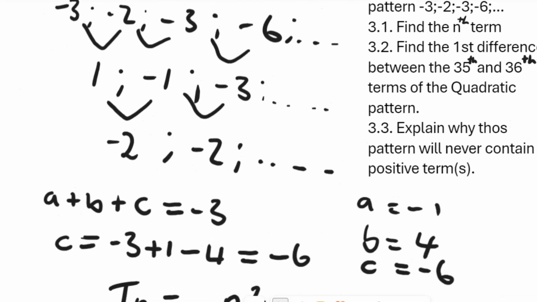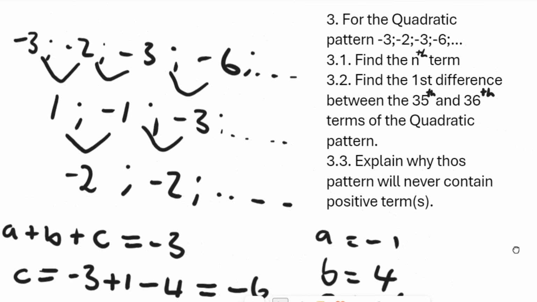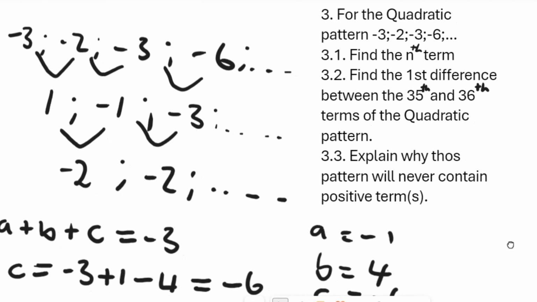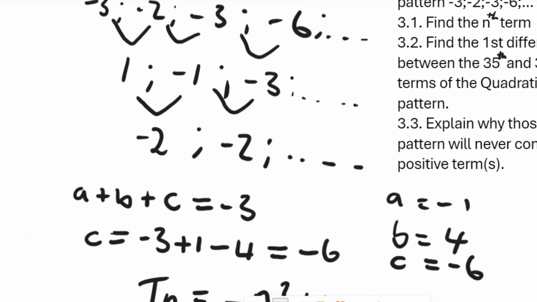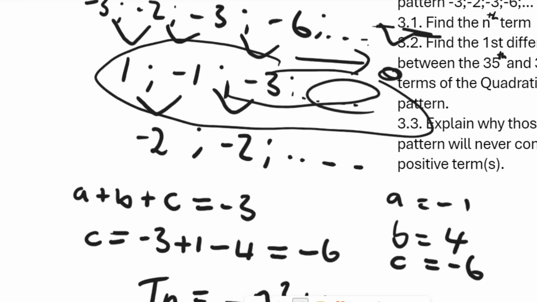3.1 was saying find the nth term. Now we want to find the first difference between the 35th term and the 36th term of the quadratic pattern. Be careful with this one. What they want is the first difference. They want the part of this sequence that is going on here, somewhere in the front, where we have term number 35 and term number 36. The difference between them, they want that term of this pattern going on here. Okay, let's go and find it.